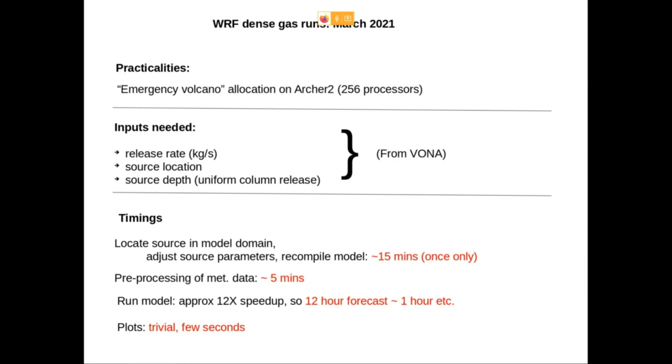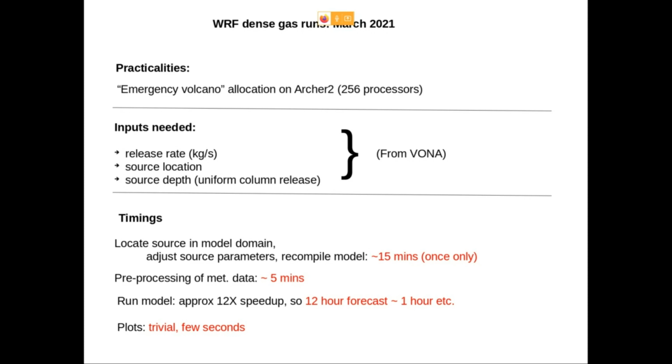So when this happens, I think this started on Saturday, as all these things always do. They start at the weekend, but first thing in the morning. What you've got to do first of all is adjust the source parameters in the model and then recompile it. That takes about 15 minutes, and you just need to do that once. The configure scripts only recompile the parts of the code that you've changed. As I said, it takes about an hour to do the whole thing.